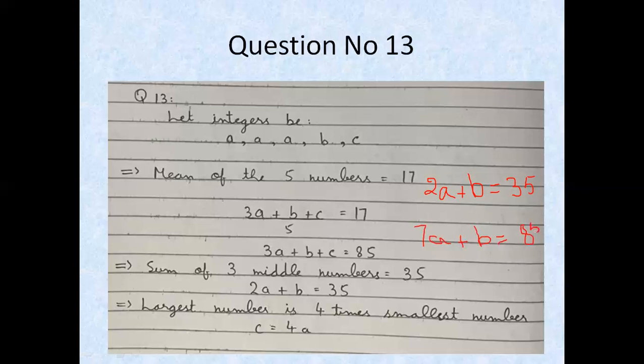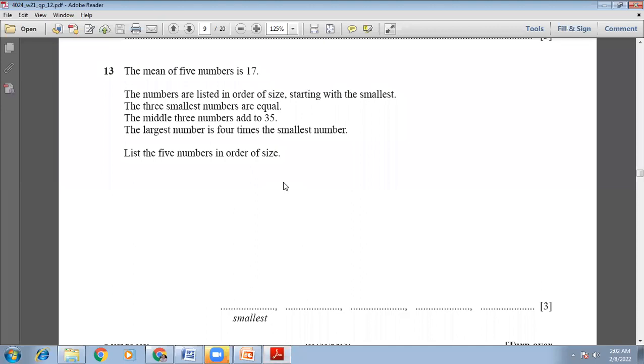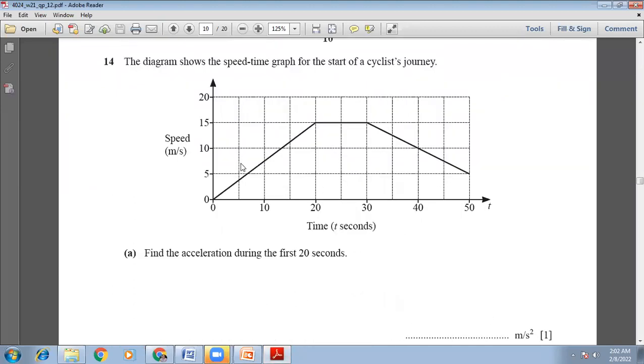Now you can solve them simultaneously. You can just subtract them and you will get the value of A. Once you have the value of A, you can find the value of C. Once you have the value of C and A, you can find the value of B also, and once you know the value of A, B, and C, you can tell the whole thing. So this is how you do this. Hopefully you understand this question.